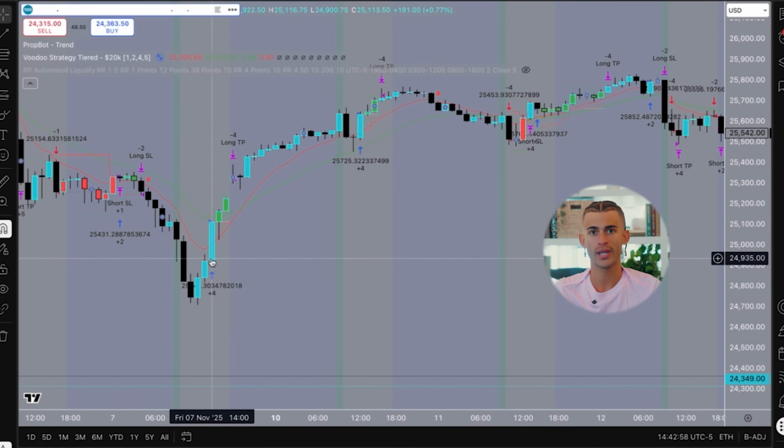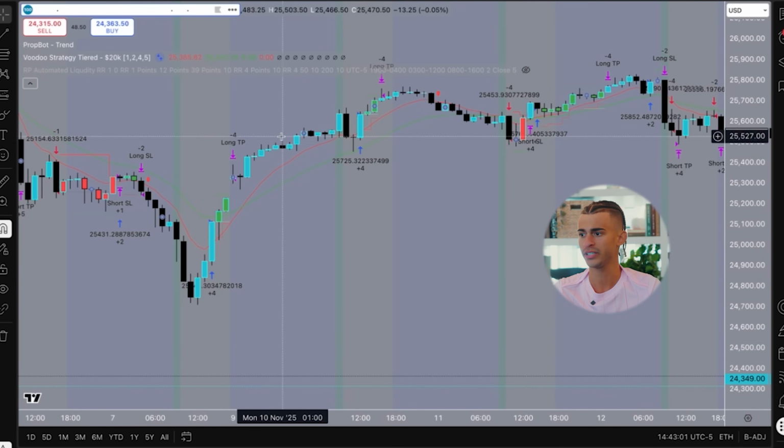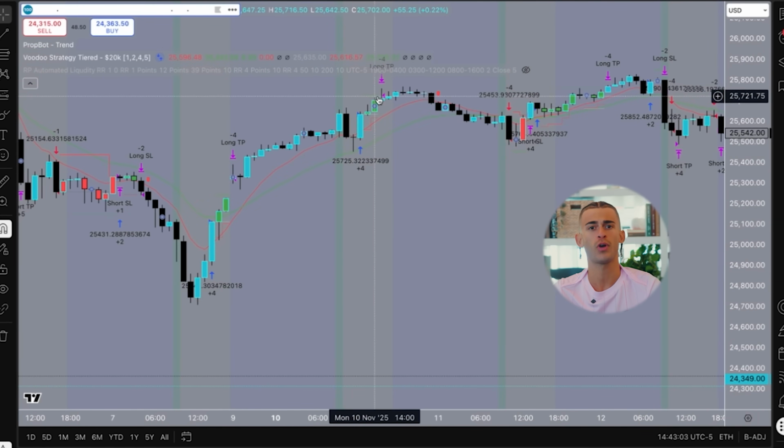For example, right here, we entered some longs, exited the longs, and then entered some more longs, and then exited right at the top of that trend. This is how you build an empire. As you can see, this isn't just one strategy. This is a complete ecosystem of institutional grade algorithms designed to make you money in any market condition.